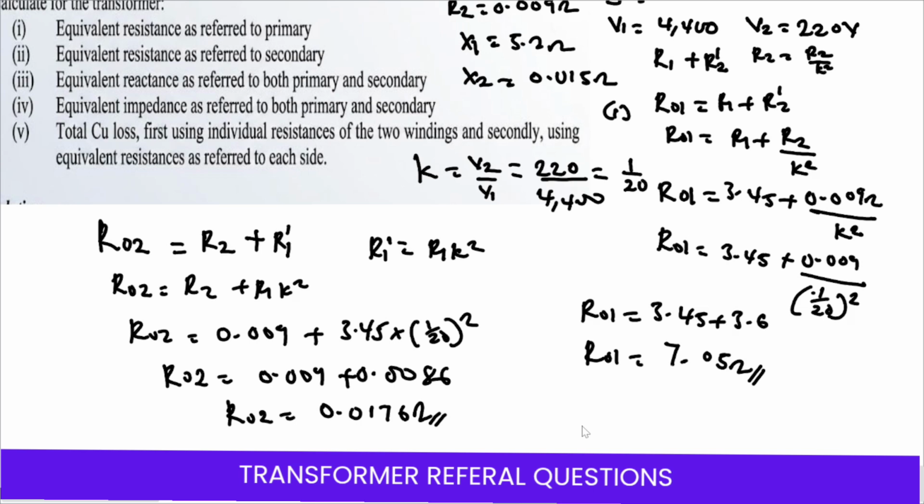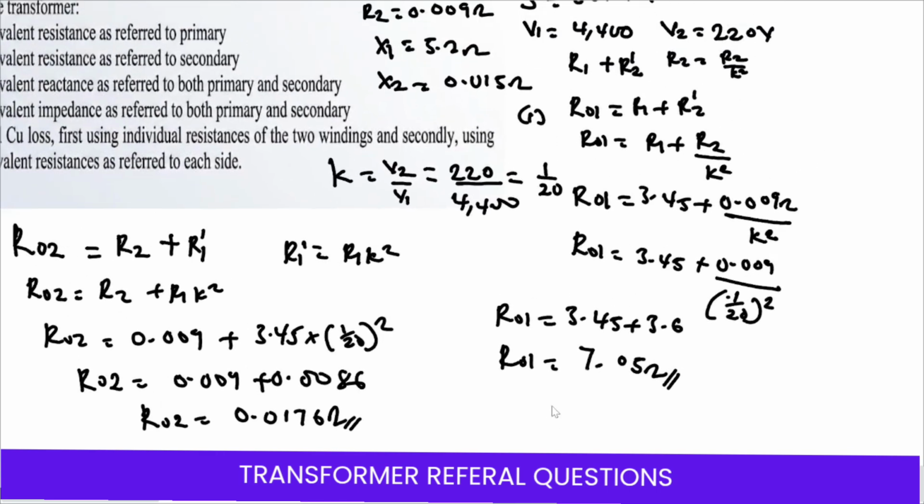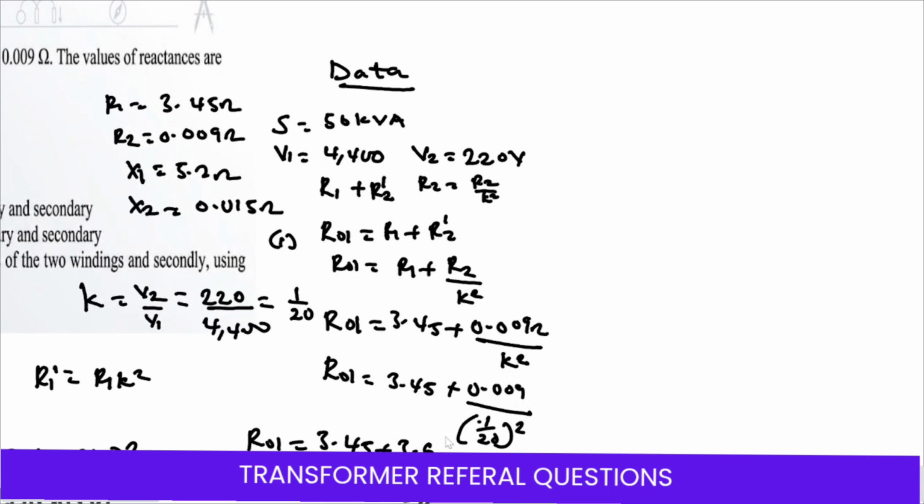We define the equivalent reactance as referred to both primary and secondary. Let's do it here, since we have more space. So we are now going to find the equivalent reactance X01. X01 means that we already have X1, but then we are bringing X2 prime to do the referral. So X01 will now be equal to X1 plus X2 over K squared.